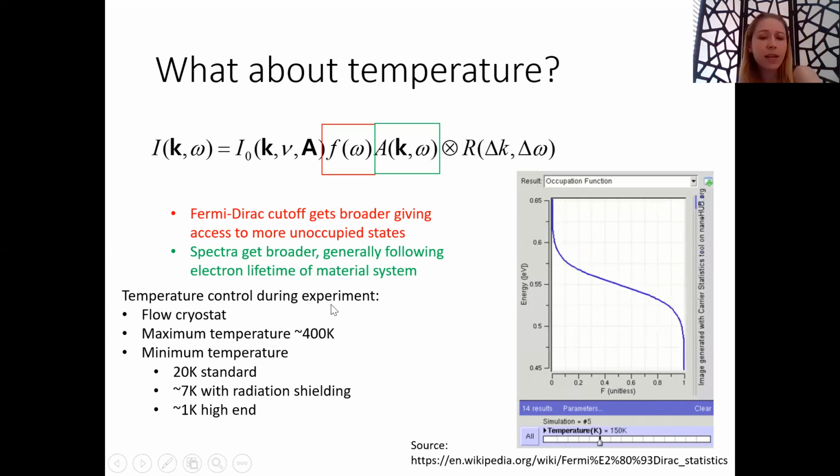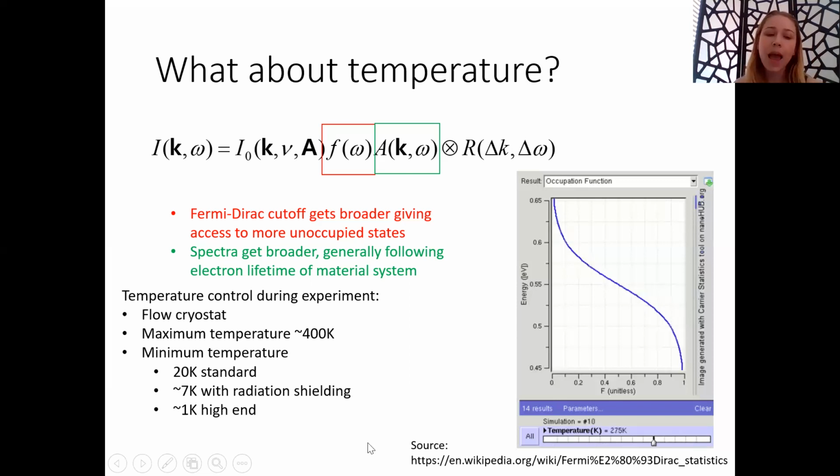Typically 400 Kelvin is the maximum. There are some end stations that are different. And the minimum temperature is as follows. 20 Kelvin is a standard minimum temperature that many synchrotron and lab-based light sources achieve. 7 Kelvin or so is fairly standard as well if you have a little bit of radiation shielding to improve that spec.